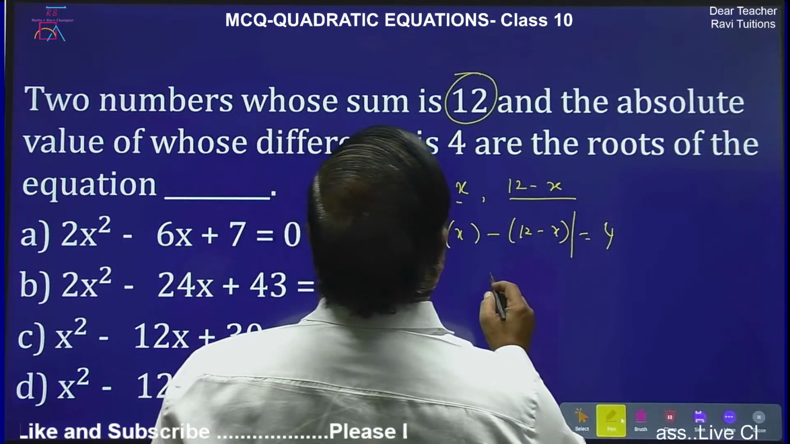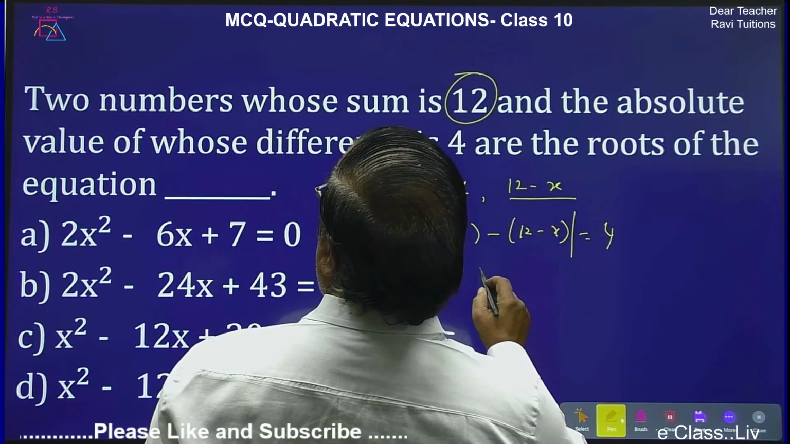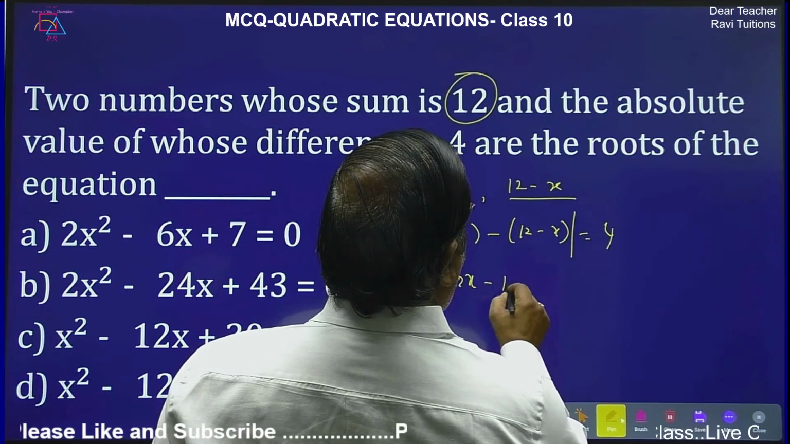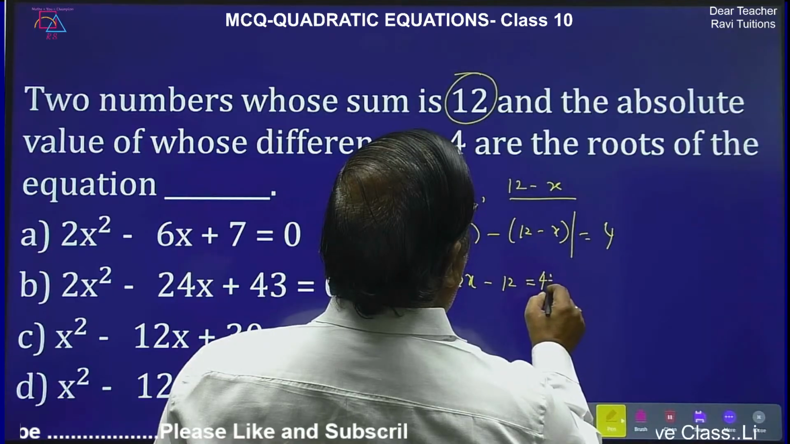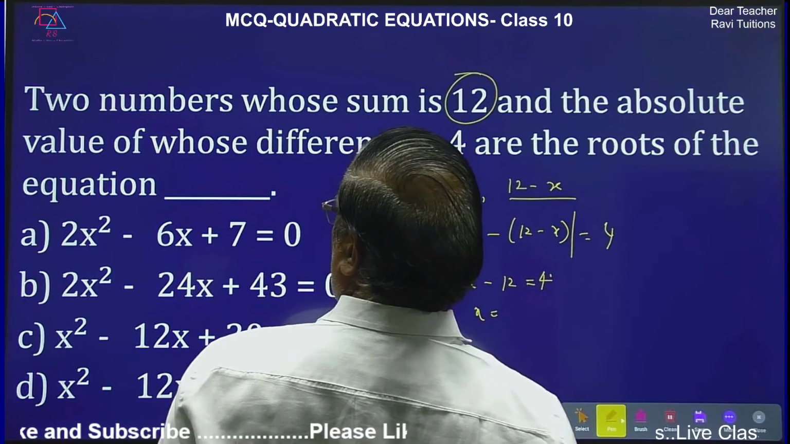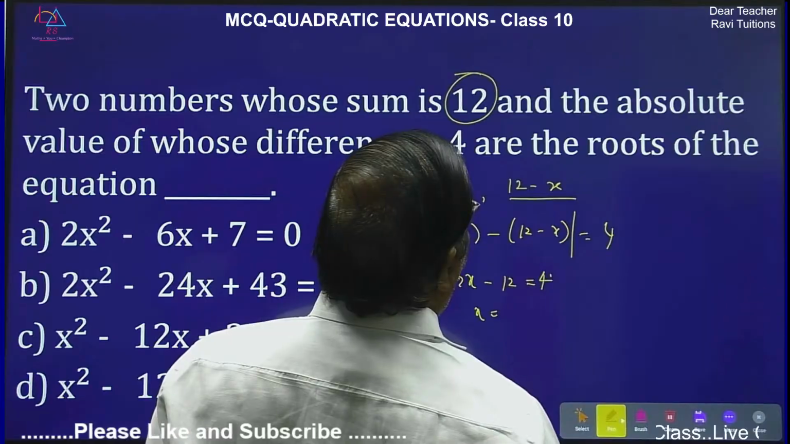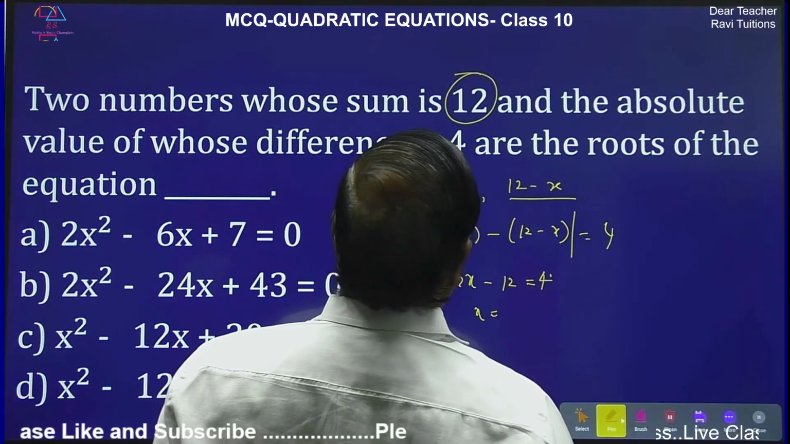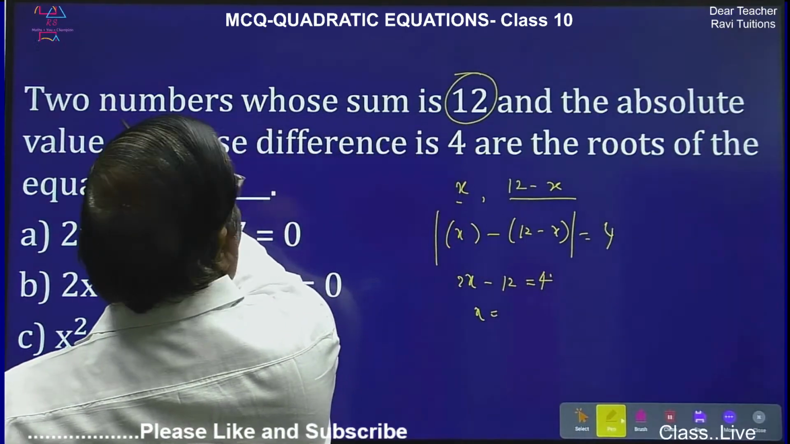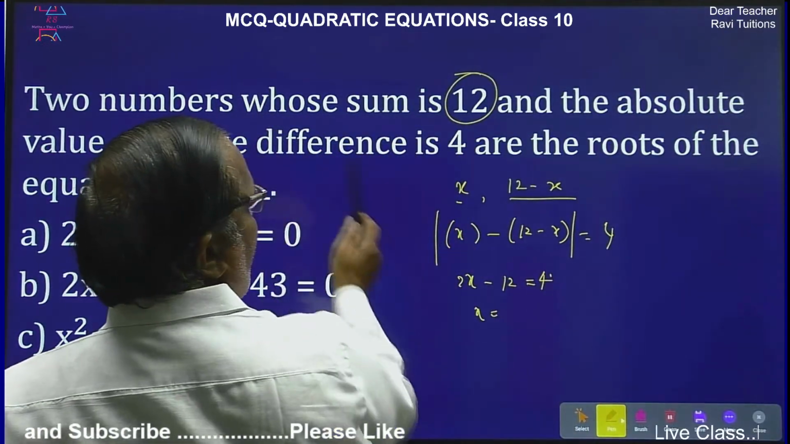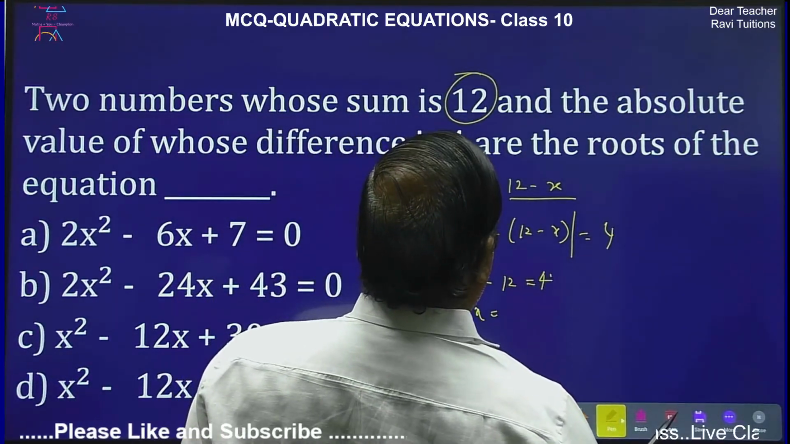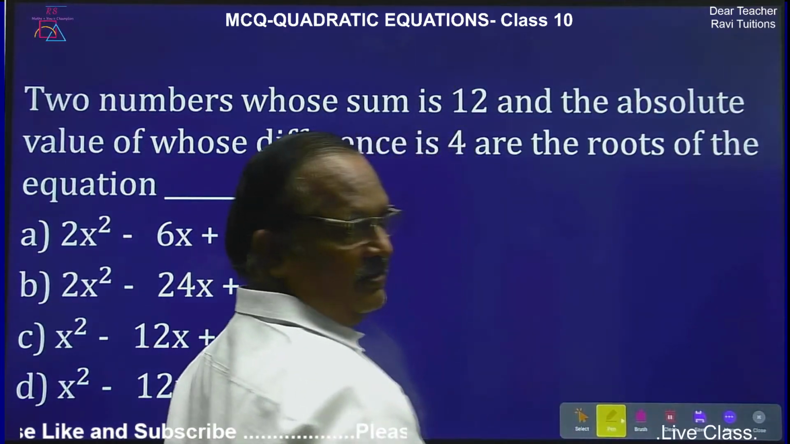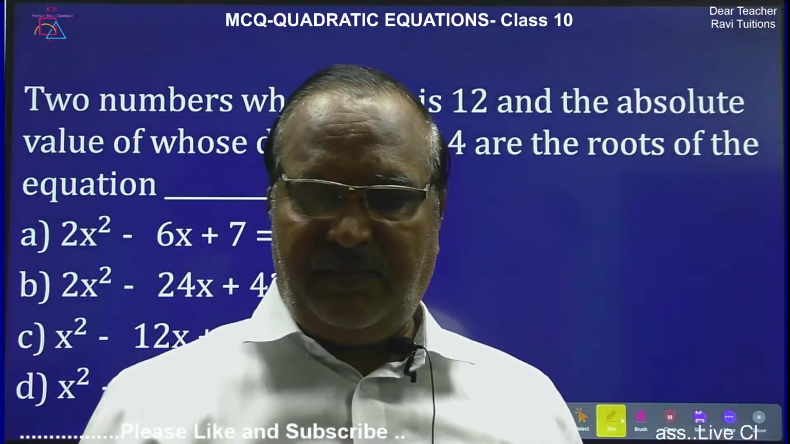So how much? X. 2x minus 12 is equal to 4, x is equal to... so the question is somewhere wrong. Here the numbers mean roots. Okay, because a quadratic equation is not coming in this.